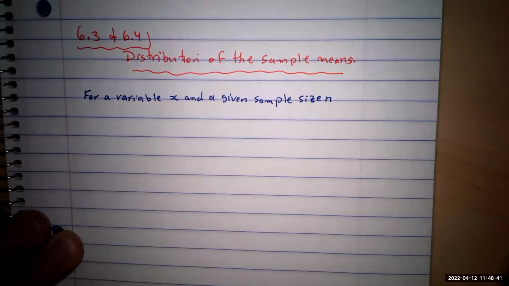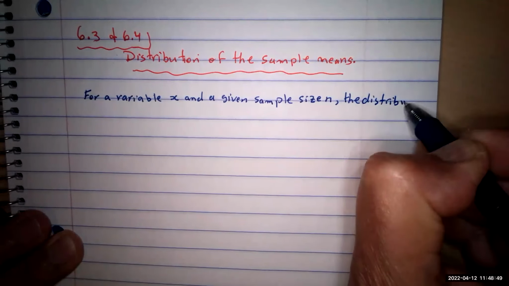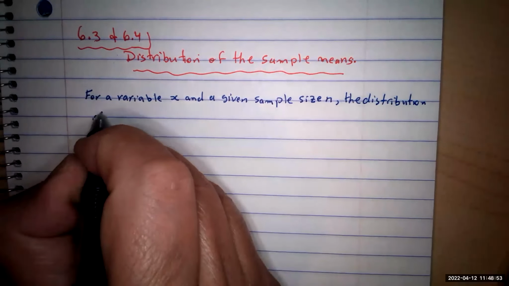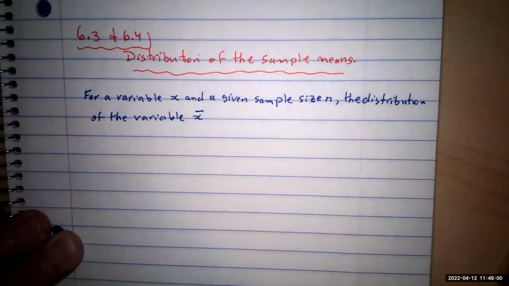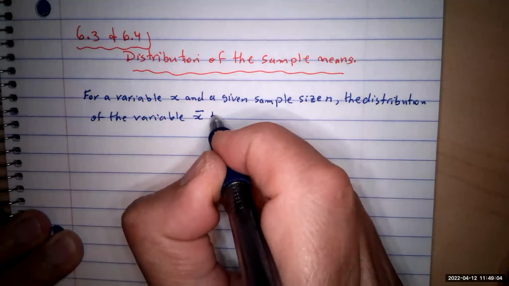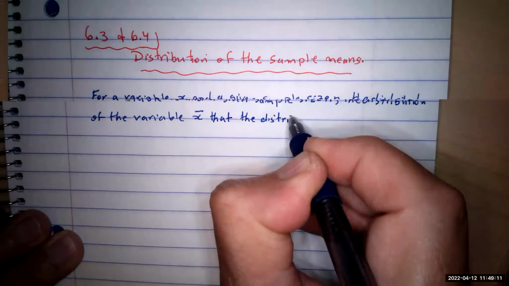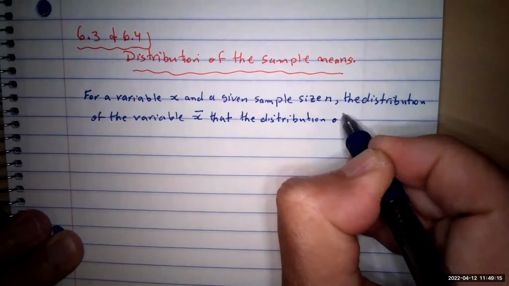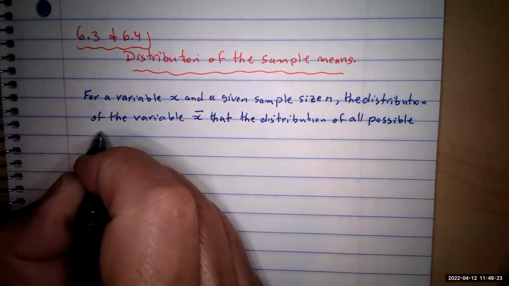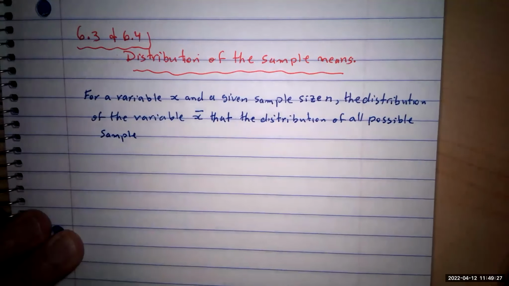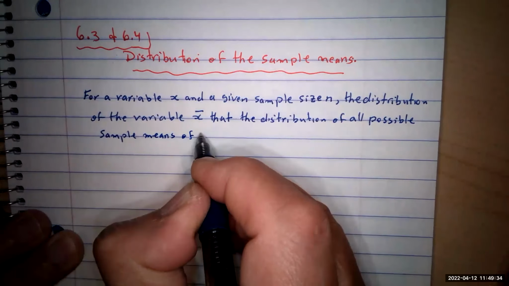Okay, for a variable x and a given sample size n, the probability distribution of the new variable x bar, where x bar stands for the mean, is the distribution of all possible sample means of samples of size n.